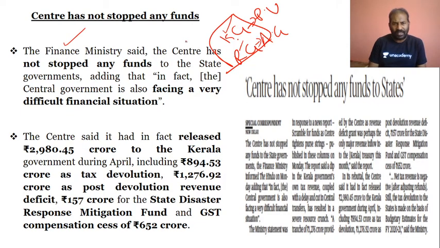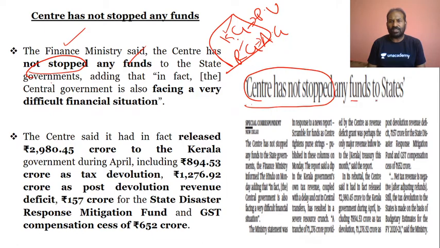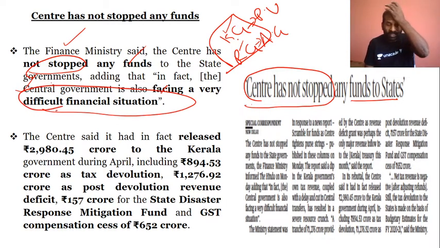What the finance minister has said is that the center has not stopped any funds to the state governments. So the finance ministry has made it very clear that the center has not stopped any funds to the states. In fact, it says that the central government is also facing a very difficult financial situation. Please look at that. Means what Ambaresh you are saying is that tax collection, yes, definitely because of COVID-19 or national lockdown, the statement made by the finance minister is very clear that the center is also reeling under financial woes or financial problems.